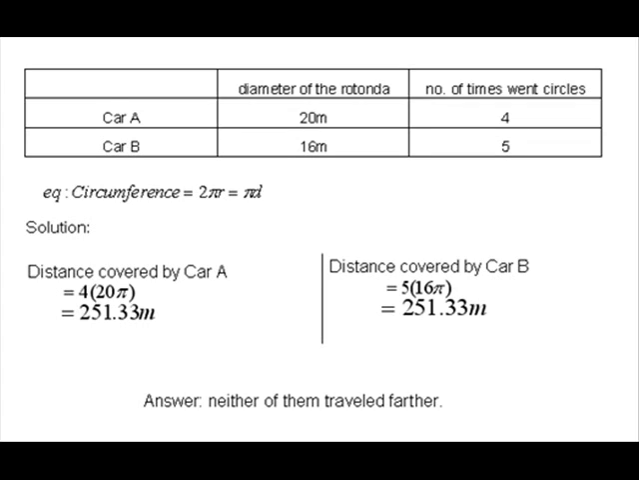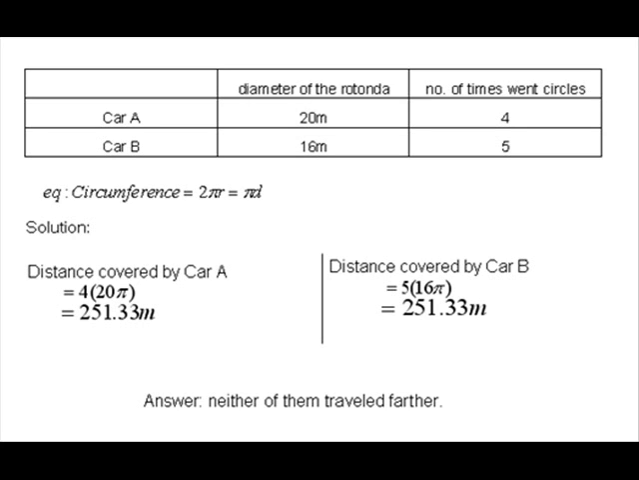To make everything in order, make a table. For car A, the diameter of the rotunda is 20 meters, and the number of times it went in circles is 4 times, while in car B, the diameter of the rotunda is 16 meters, and the number of times it went in circles is 5 times.